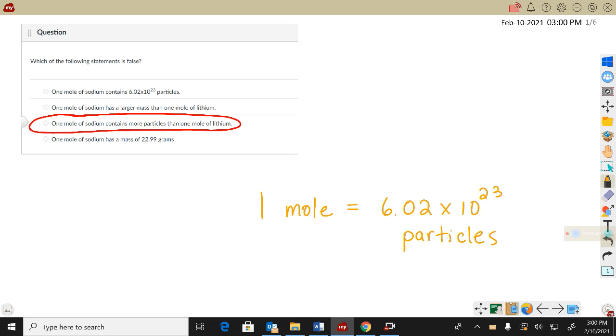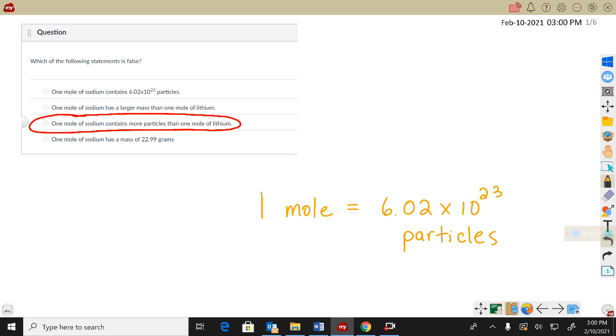Option 2 is correct. I mean, a mole of different substances will have different masses. We can find that mass on the periodic table. We call it the molar mass. And so, yeah, when I look up sodium's molar mass, it's about 22.99. Lithium's molar mass is about 6.9. And so their masses are different just because the atoms are different.